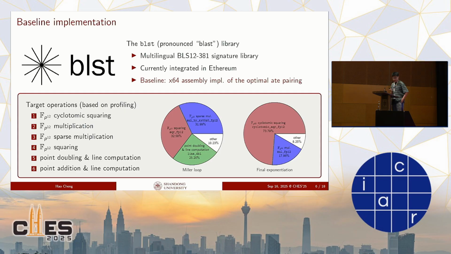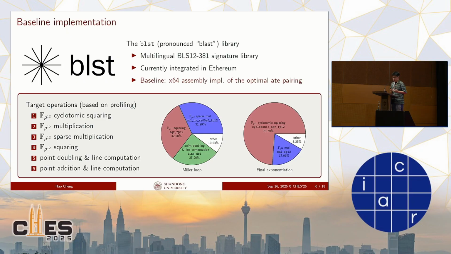So when coming to the practical implementation, there exists a multilingual BLS12-381 signature library named BLST, and it's currently integrated in Ethereum, so it's really widely used and popular. Based on that, we use the x64 assembly implementation of the optimal ate pairing contained in this library as the baseline implementation in this work.